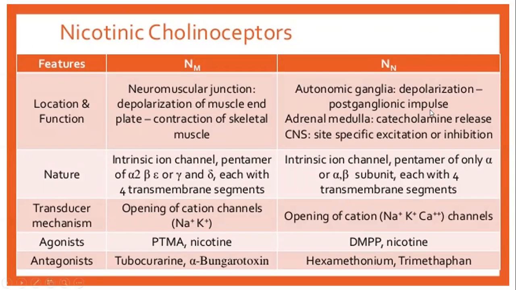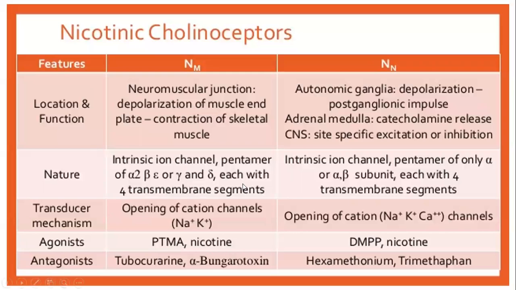Because of this, depolarization happens in the sympathetic and parasympathetic ganglia. Then there is an activation of the postganglionic neuron. Then that postganglionic neuron will release what? Neurotransmitter. In the case of the parasympathetic postganglionic neuron, what neurotransmitter is released? Acetylcholine. But the sympathetic postganglionic neuron releases what neurotransmitter? Adrenaline, noradrenaline.